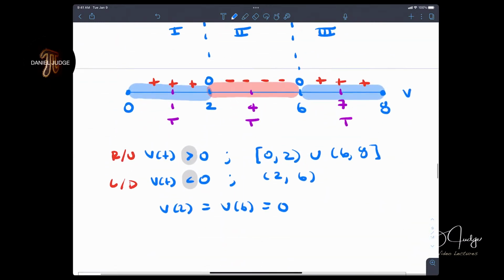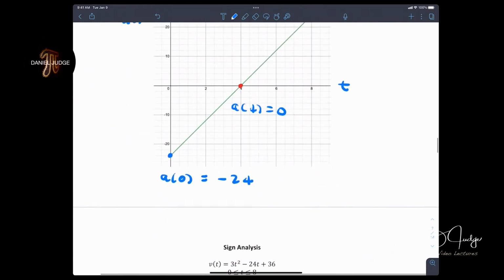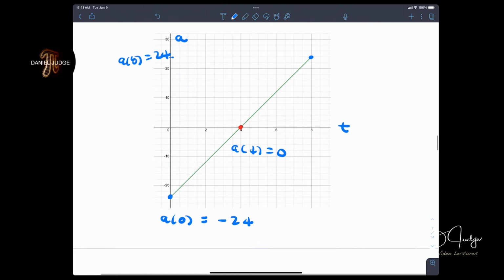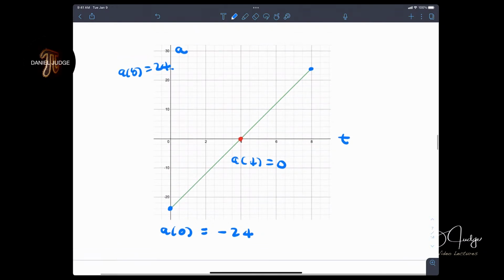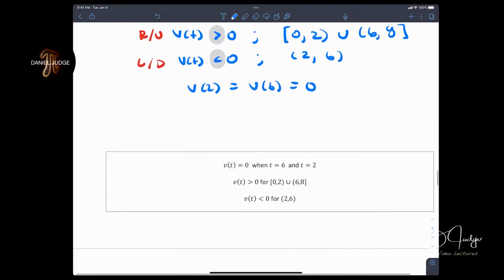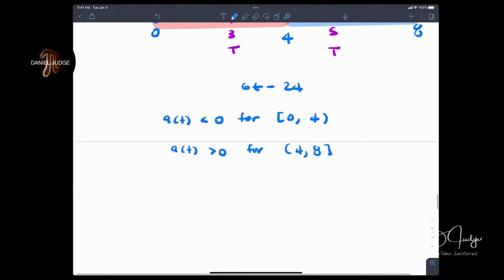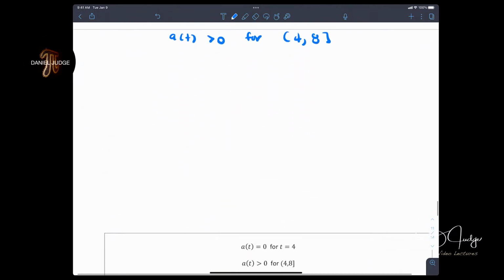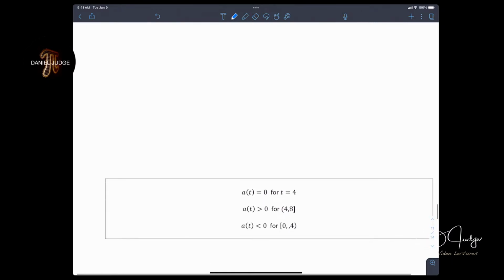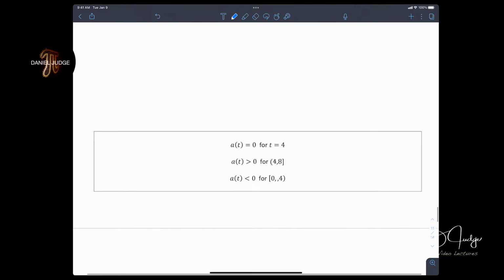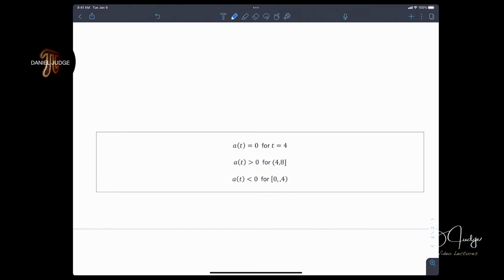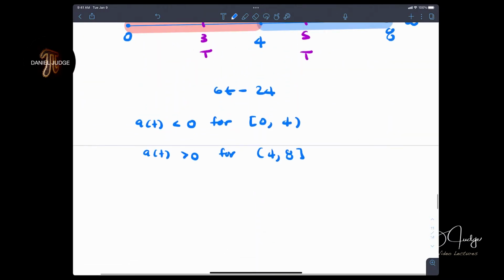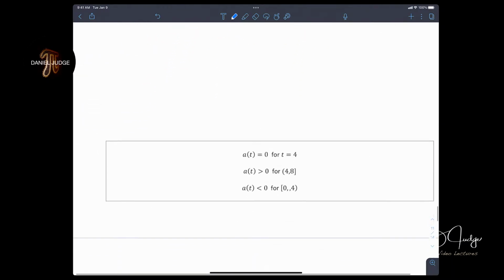So if we go back up here, let's verify that. Yes, at the endpoints, at 0, it's negative, and at 8, it's positive acceleration. So this is verified on the curve. And so, ladies and gentlemen, that conclusion is described right here as well. Okay, and I want to describe this to you as well here. Positive from 4 to 8, yes. Negative from 0 to 4.